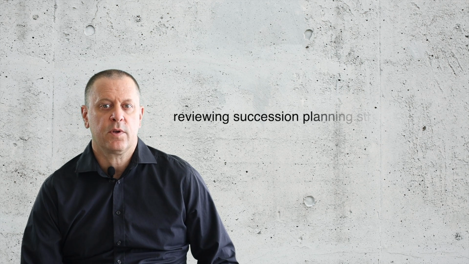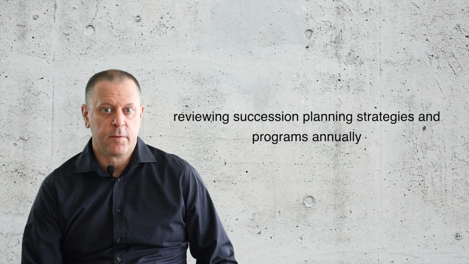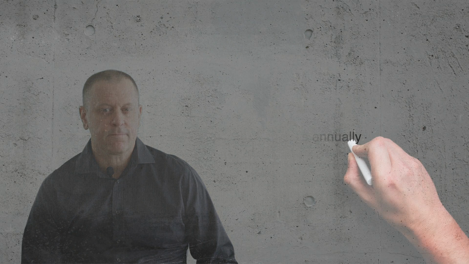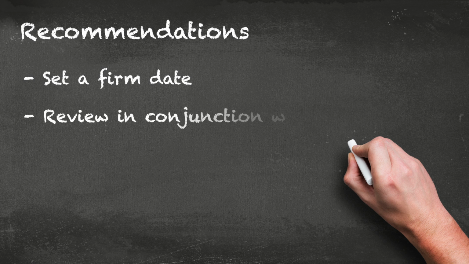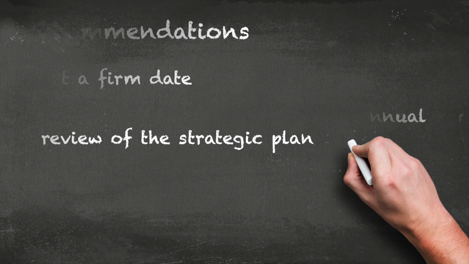Along with the Excel workbook, your organization should also be reviewing your succession planning strategies and programs annually. For example, if you have implemented a formal mentoring program and specific knowledge transfer strategies, these should be reviewed and adjusted as needed. Recommendations. Set a firm date. If a firm date is set for the review, it is less likely to be put off to the side and forgotten. Review in conjunction with the annual review of the strategic plan. Since strategic plans should also be reviewed annually, it would be a good time to also review succession planning.